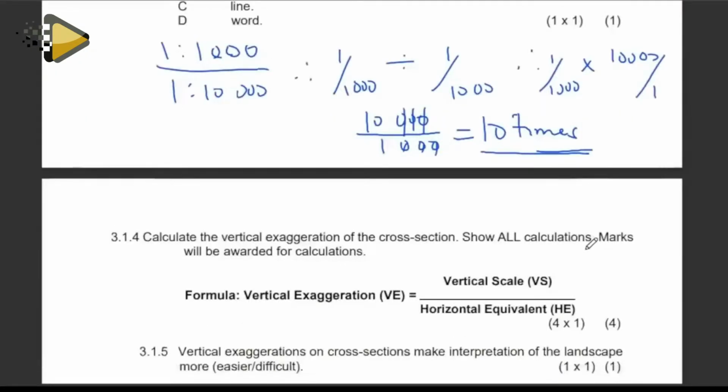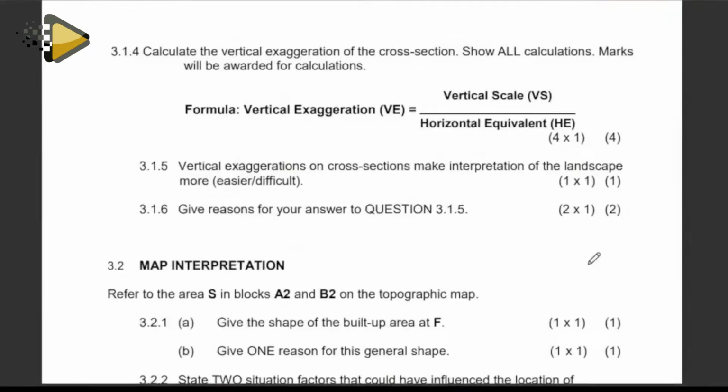We can emphasize the height of, for example, low-lying areas like valleys, or we can emphasize the height of some small high-lying areas like the hills. We have stretched the vertical scale 10 times more than the horizontal scale to emphasize the height of some features. Right, the next question says vertical exaggeration on cross sections makes interpretation of the landscape easier. Because we have emphasized the height, now we can see the height of the features. Give reason for your answer.